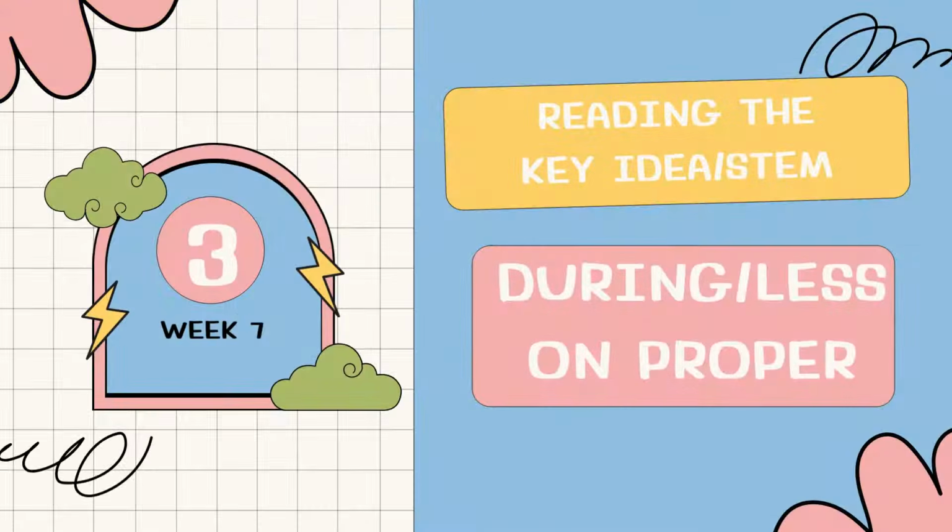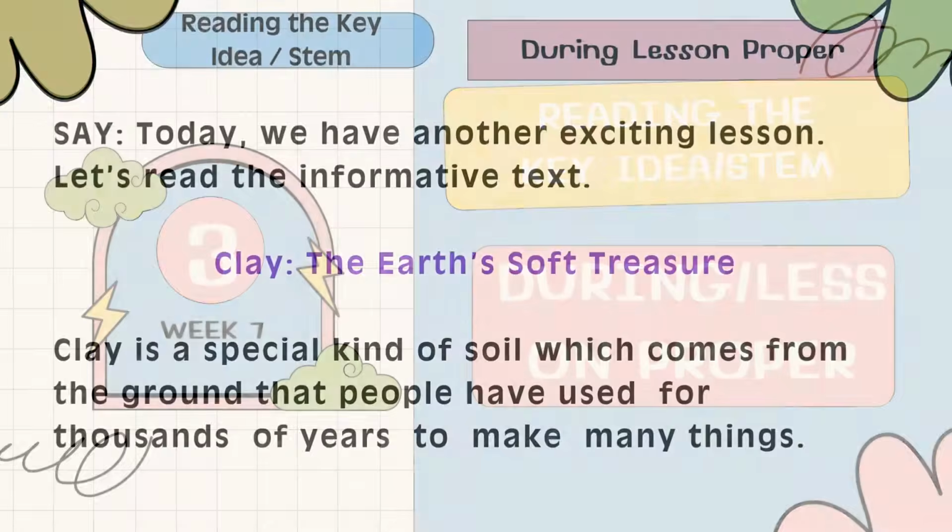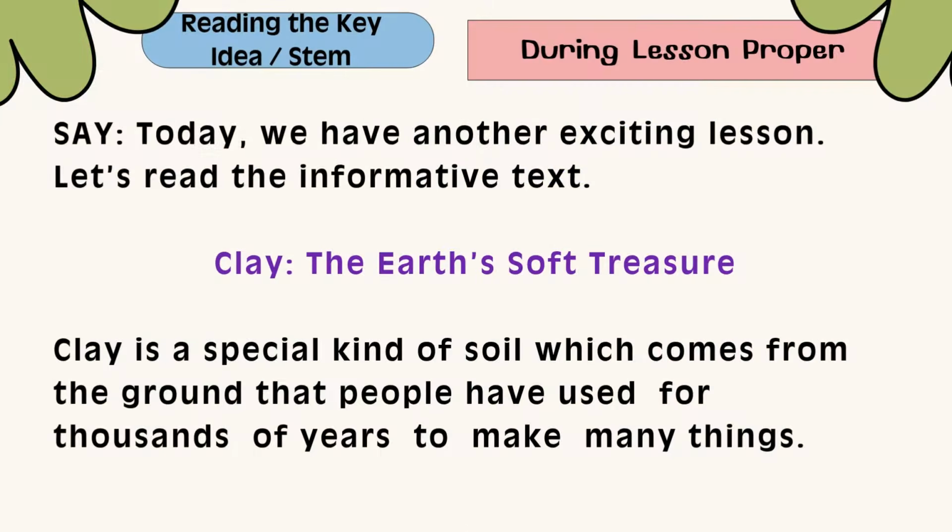Reading the key idea stem. Today, we have another exciting lesson. Let's read the informative text. Clay, the Earth's soft treasure. Clay is a special kind of soil which comes from the ground that people have used for thousands of years to make many things.